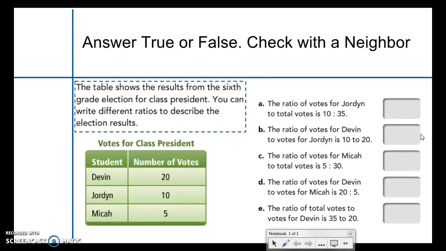Okay, so for these, you do not have to put these into your notebook, but I do want you and your neighbor to figure out what the correct answer would be. So, this is a true or false situation.